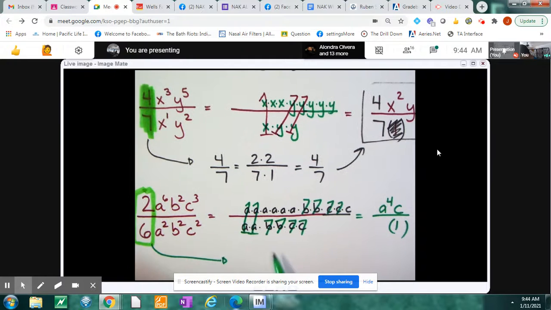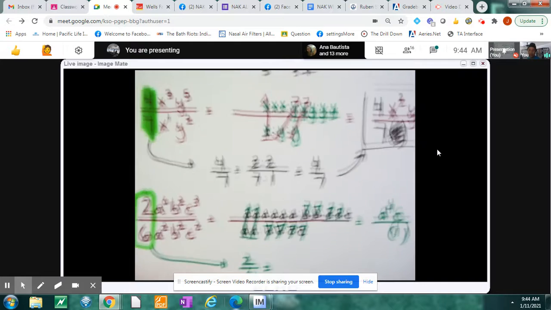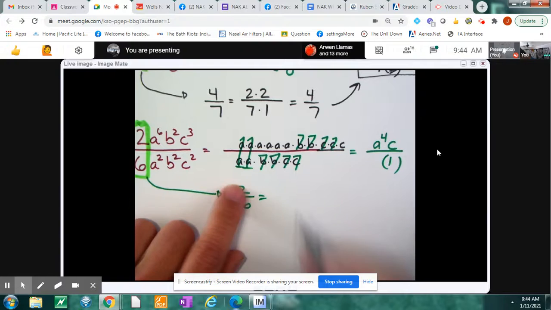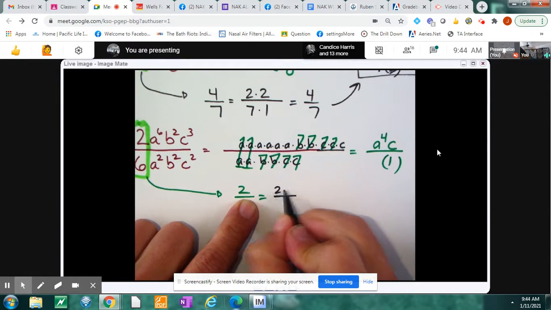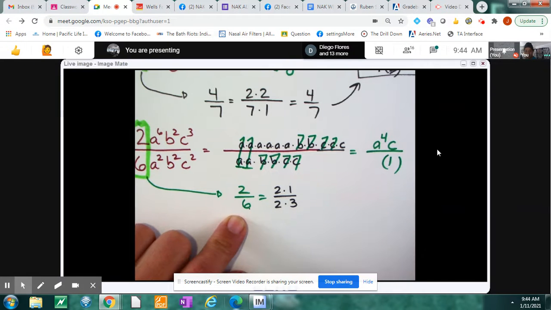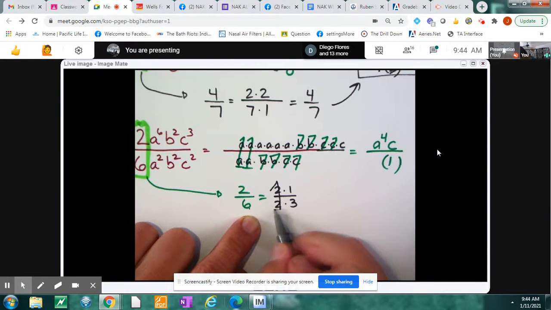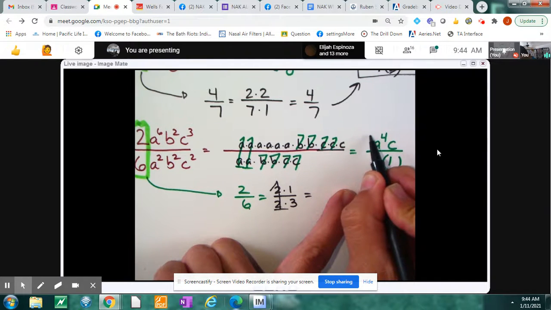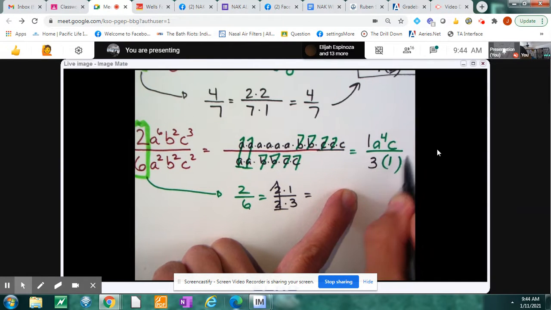Now let's work with the 2/6. Okay? The 2/6. Well, can I break it down? Now, some of you guys know how to divide, but what about those kids that don't know? Well, you use your multiplication. So 2 is 2 times 1, and 6 is 2 times 3. Right? So there's your giant 1 right here. Bam. So now I have to put 1 over 3.